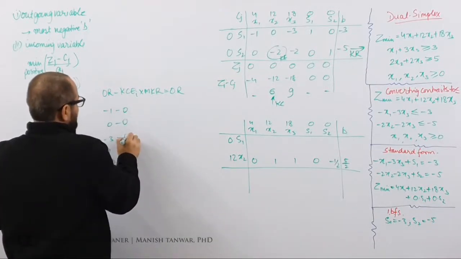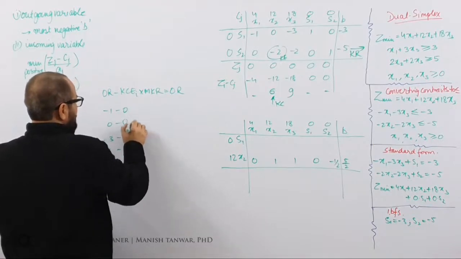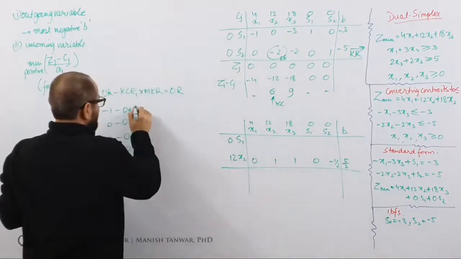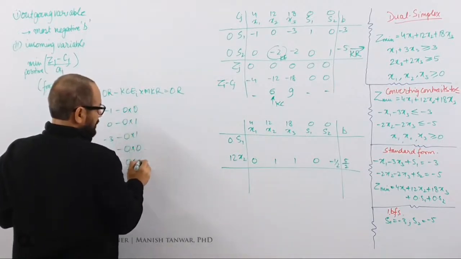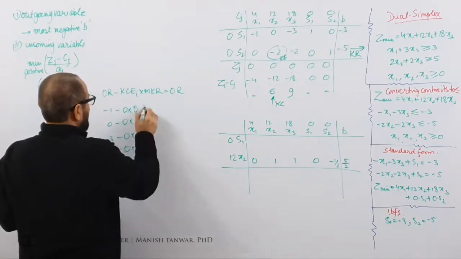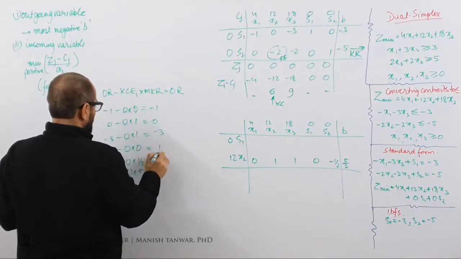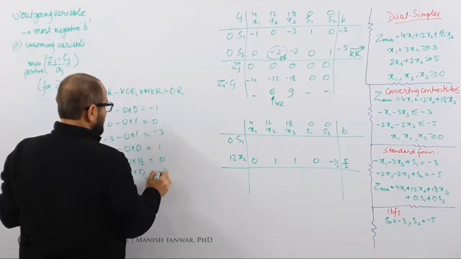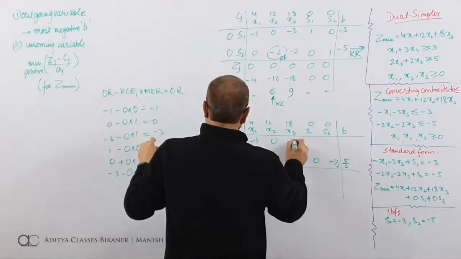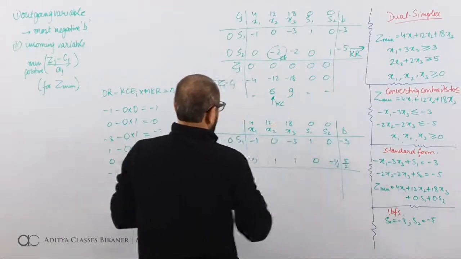Now, because it is 0, whatever I put here becomes irrelevant. Hence, we'll get the same row as this. 0, 1, 1, 0, minus half and 5 by 2. Giving me -1, 0, -3, 1, 0 and -3. We have -1, 0, -3, 1, 0 and -3.